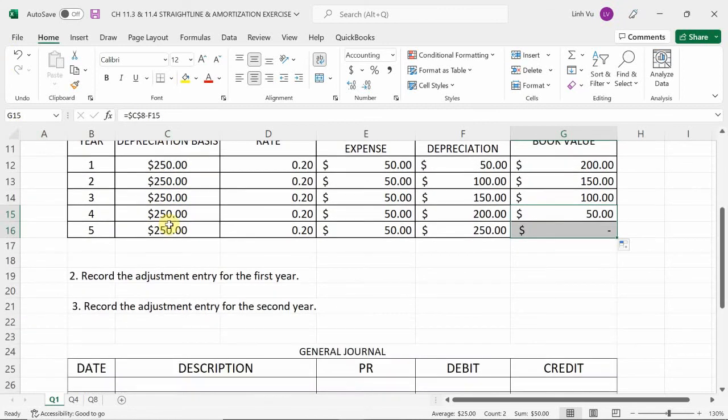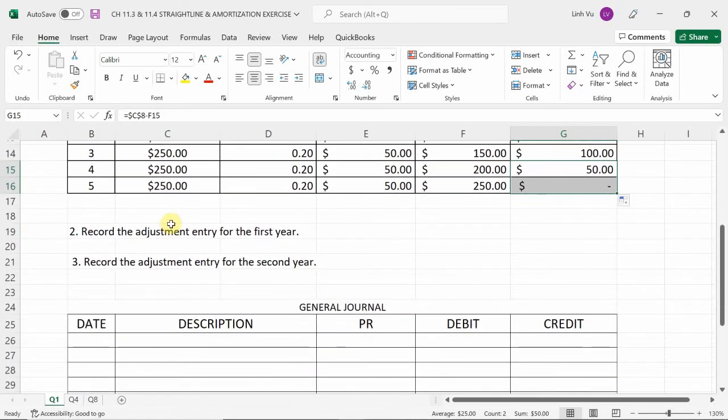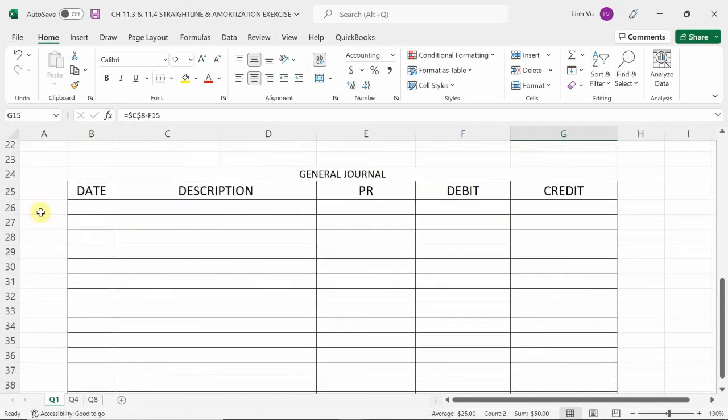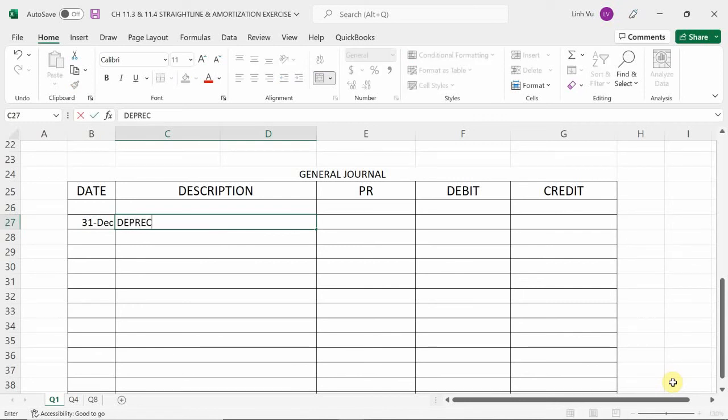So how do I journalize my adjustment entry for the first and second year? Well, what's my adjustment entry going to be? Depreciation expense. Good. And accumulated depreciation. Good.